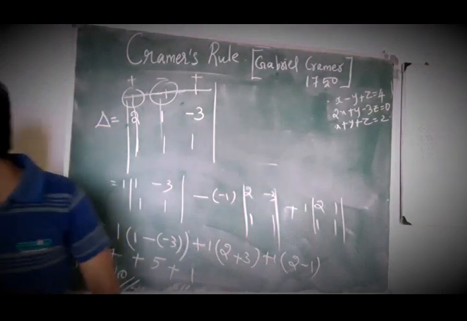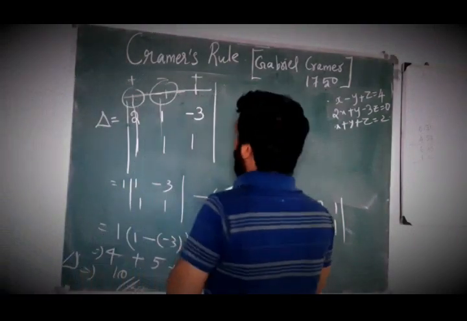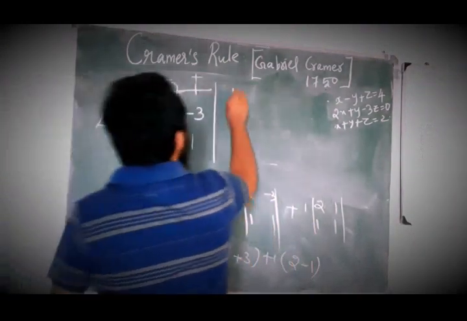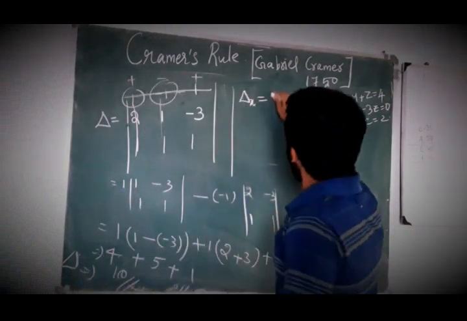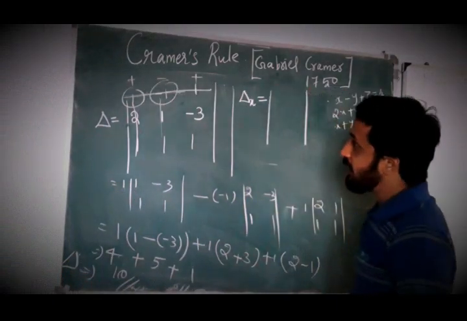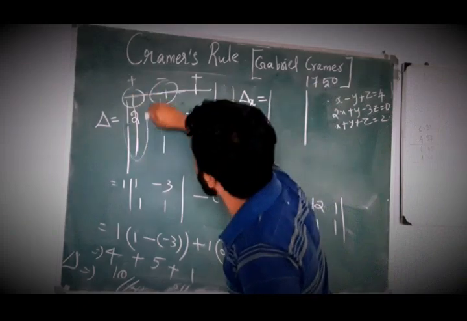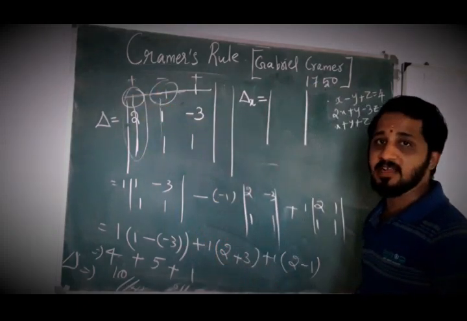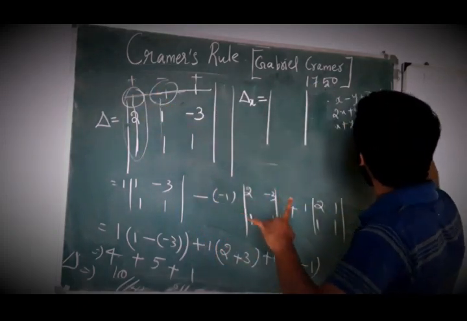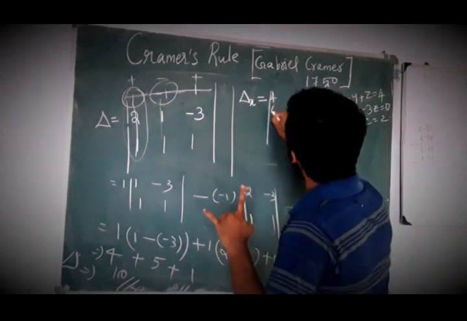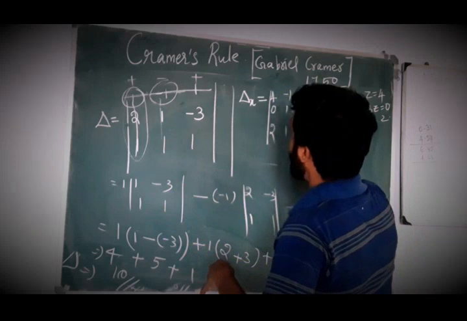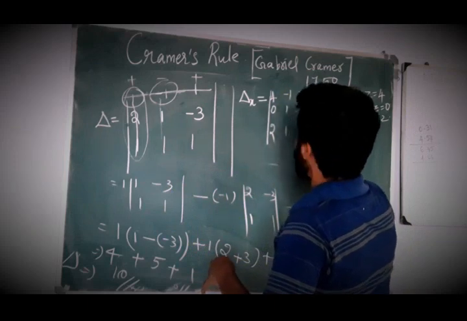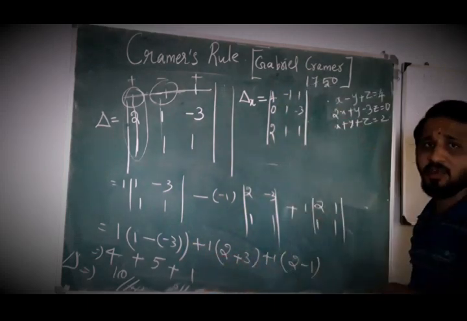Now we want to find the values of delta x, delta y and delta z. See, delta x is the same determinant only. In place of the x coefficients, I have to replace with the right hand side. So 4, 0, 2, the remaining as it is: minus 1, 1, 1, 1, minus 3, 1. We can find the value of delta x.